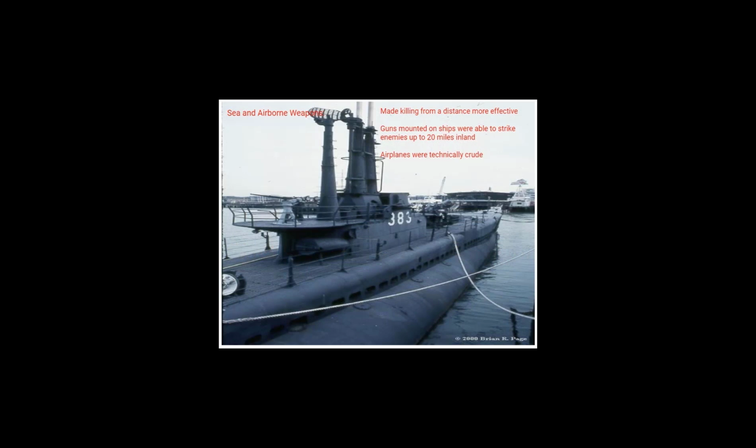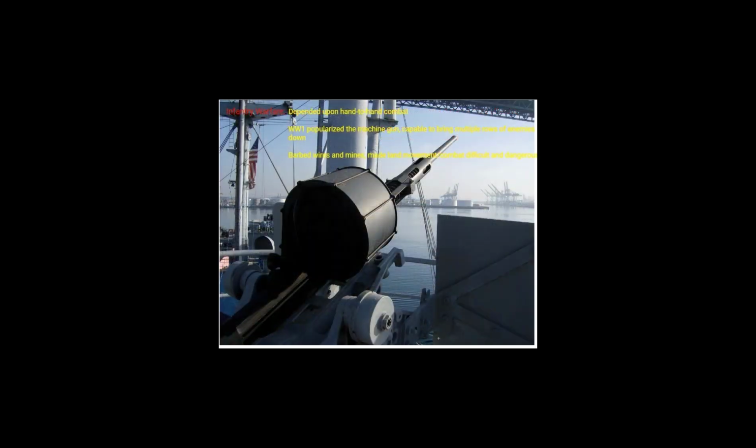Sea and airborne weapons. It made killing from a distance more effective. It also had guns mounted on ships which were able to strike enemies from up to 20 miles inland. Lastly, airplanes were technically crewed. Infantry warfare. It depended upon hand-to-hand combat. Also, World War I popularized the machine gun, which was capable to bring multiple rows of enemies down. Lastly, barbed wires and mines made land movement and combat difficult and dangerous.